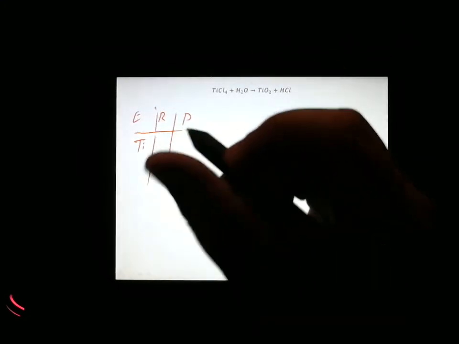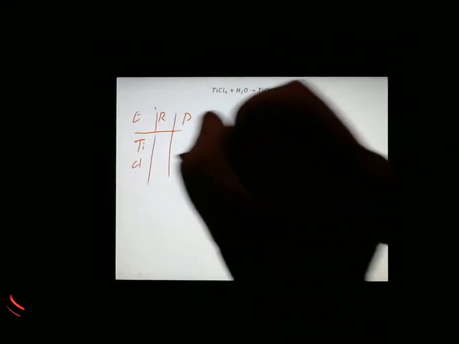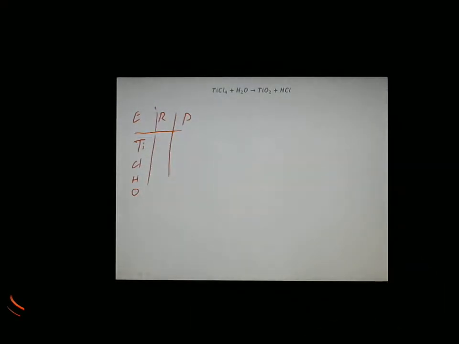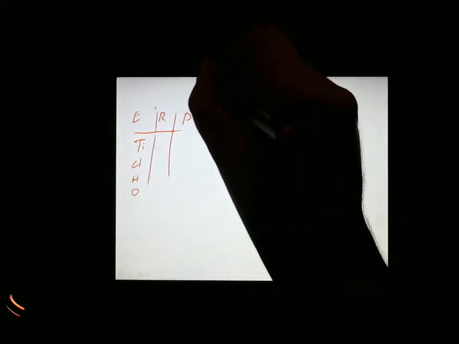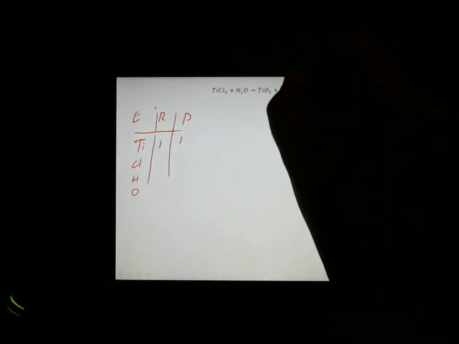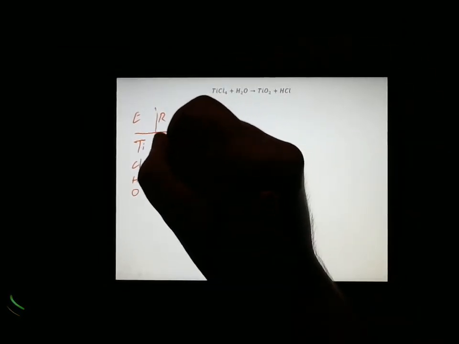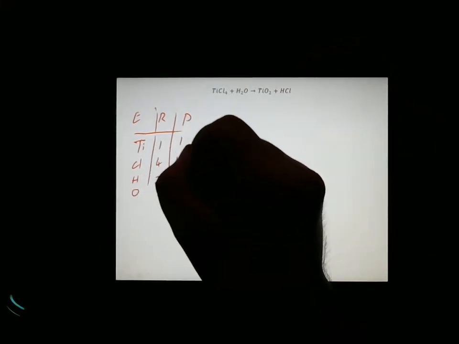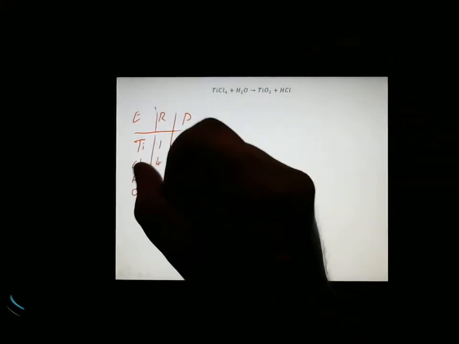Skipping a little bit. So Ti, Cl, H and O. Alright, so going through here, I can see we've got one titanium on each side. I've got 4 chlorines and 1 chlorine. I've got 2 hydrogens, 1 hydrogen. I've got 1 oxygen, 2 oxygens.